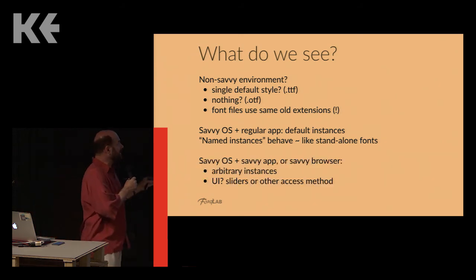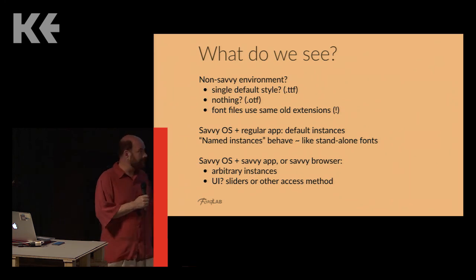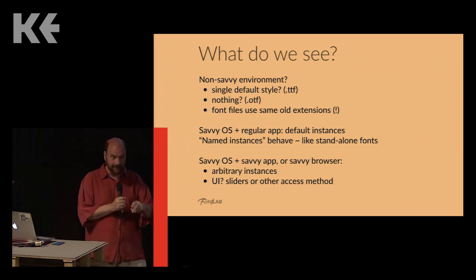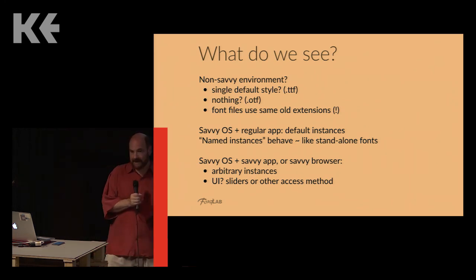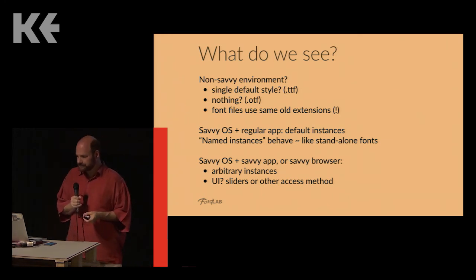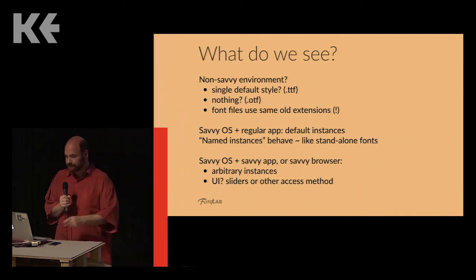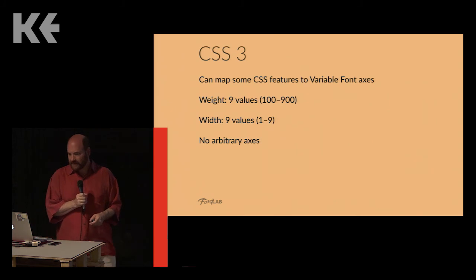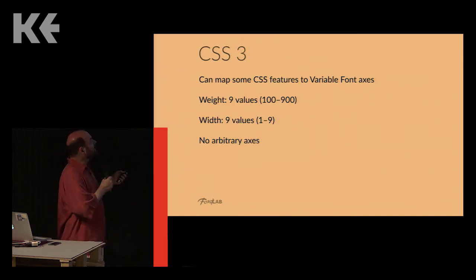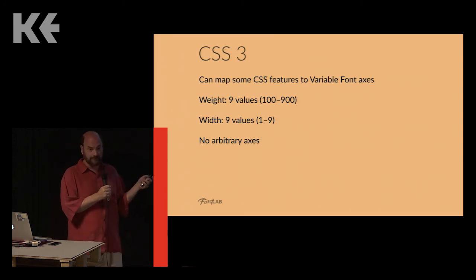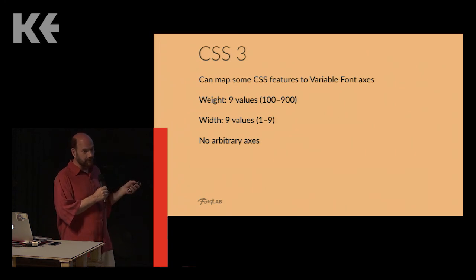Now, where it gets exciting, if you have a savvy operating system and a savvy app or a savvy browser, then you can get at those arbitrary instances. And it would presumably work like some of the things I've been showing with sliders or potentially some other interface approach. So CSS3 already can map some CSS features to variable font axes. The newest browsers are starting to do this, at least in their pre-release versions already.